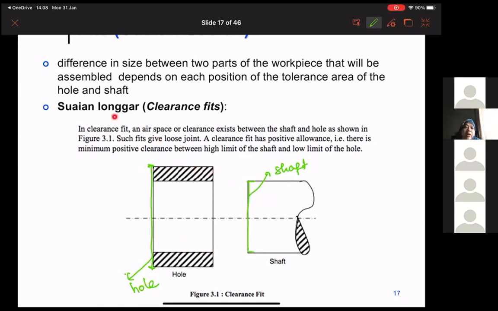In a clearance fit, airspace and clearance exist between the shaft and hole as shown in this figure, and these fits give very loose joints. The clearance fit has a positive allowance, for example, a minimum clearance between the high limit of the shaft and the low limit of the hole. So this is called a clearance fit, or sesuaian longgar.